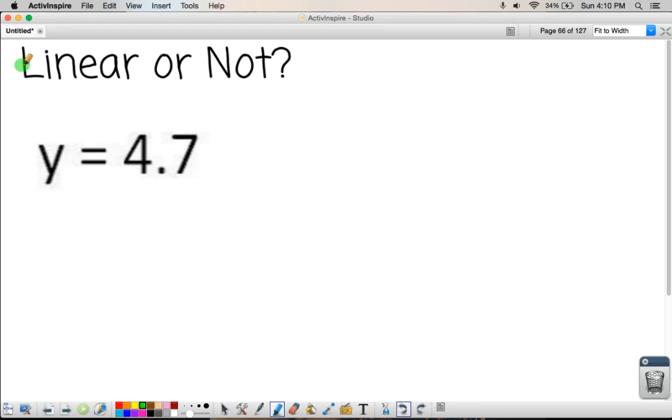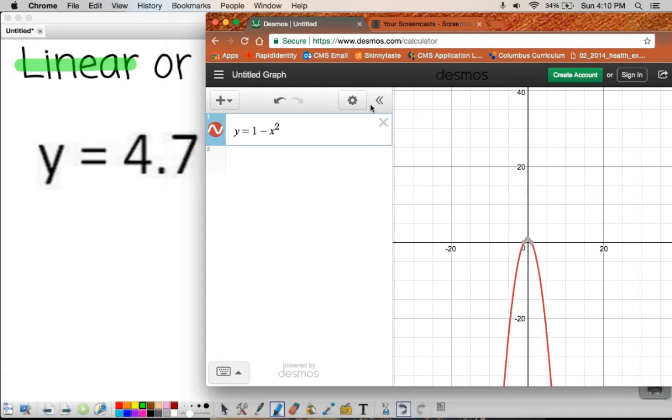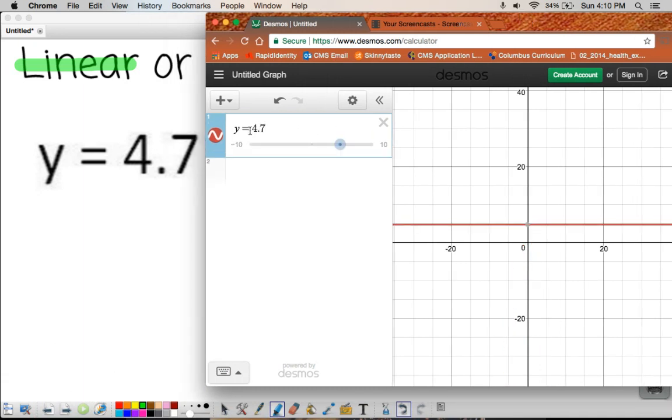This one would be linear. So if you have y equals a number, this would actually be a horizontal line. So if I had y equals 4.7, it's a horizontal line.